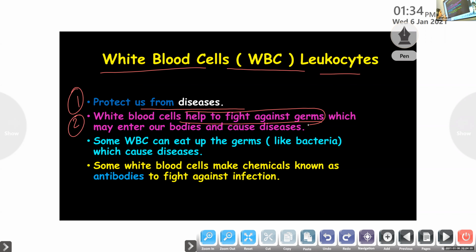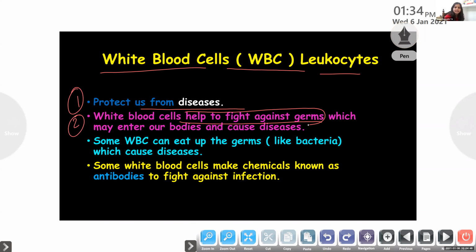Others, they may produce some antibodies to fight against these germs. Got it? So how do they protect us from diseases? How do the white blood cells protect us? They help to fight against the bacteria. That is the mode of helping us, right?